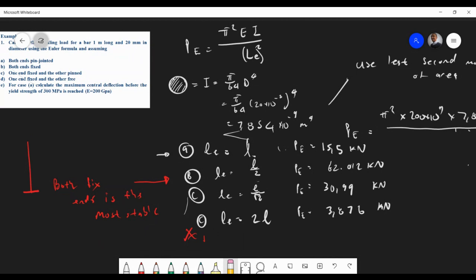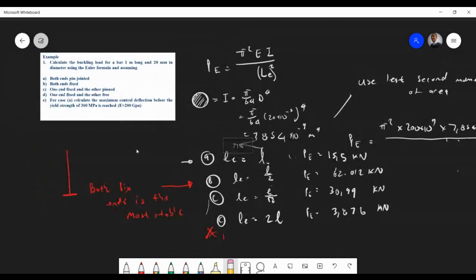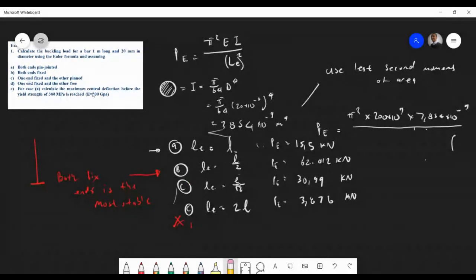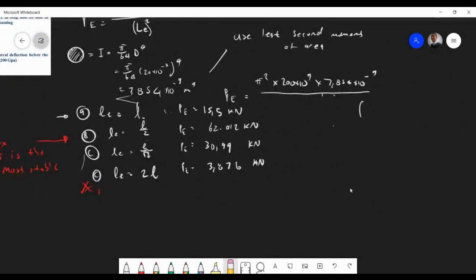Obviously, the way you design your strut, you also need to be aware of, what do we call this? So what are they saying there? For the case of A, heading on to E now, they also want to calculate the maximum deflection before the yield strength is reached. So they're saying they want to use the P critical of A, divided by the area.